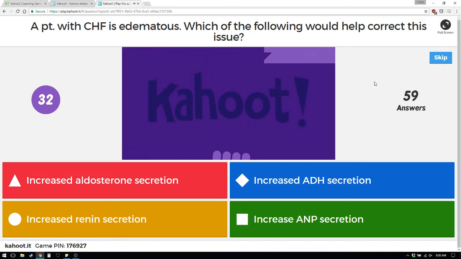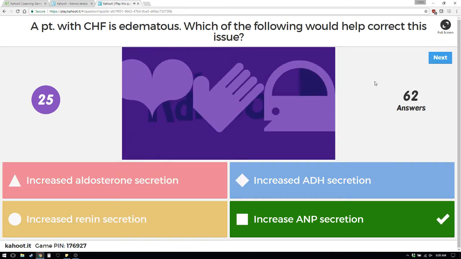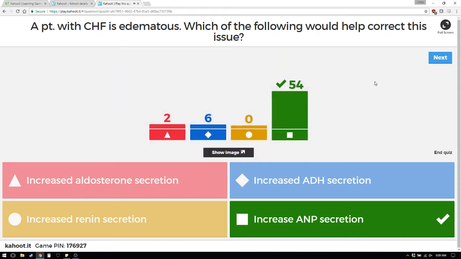Oh wow, teamwork doesn't always work. Interesting. So there's no group content on tests. All right. So why is that the correct answer?